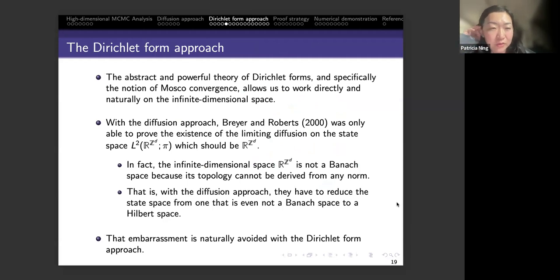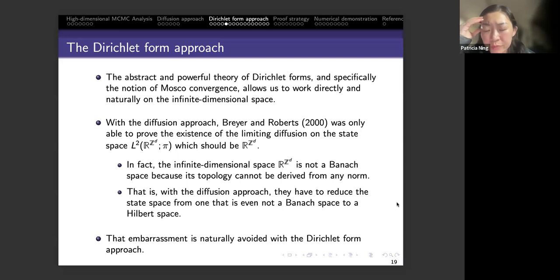So now let's talk about the Dirichlet form approach. The abstract and powerful theory of Dirichlet forms, and specifically the notion of Mosco convergence, allows us to work directly and naturally on the infinite dimensional space. With the diffusion approach, Breyer and Roberts were only able to prove the existence of the limiting diffusion on the state space, L2 space, which should be R^{Z^D}. In fact, the infinite dimensional space R^{Z^D} is not a Banach space because its topology cannot be derived from any norm.